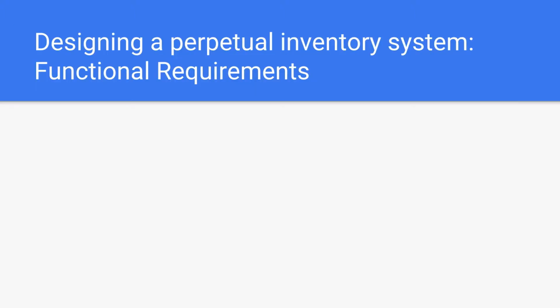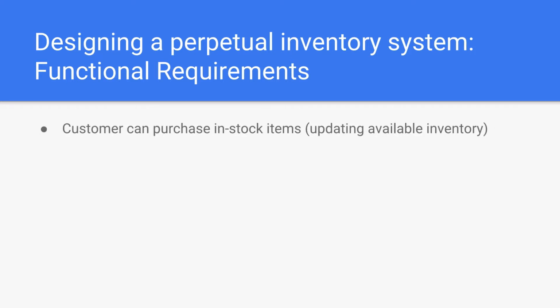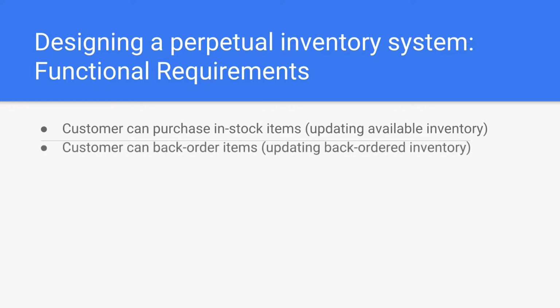So let's look at some of the functional requirements. What does this inventory system actually have to do? First of all, we need to facilitate the purchasing of items. So customers can purchase items that are in stock. And so this should update our available inventory as the customer purchases them, should create a purchase order or a sales order in our system and be able to track it that way. Customers can also back order items. Now, not all businesses require this, but we're going to allow it in this case. So customers can order items that are not actually available.